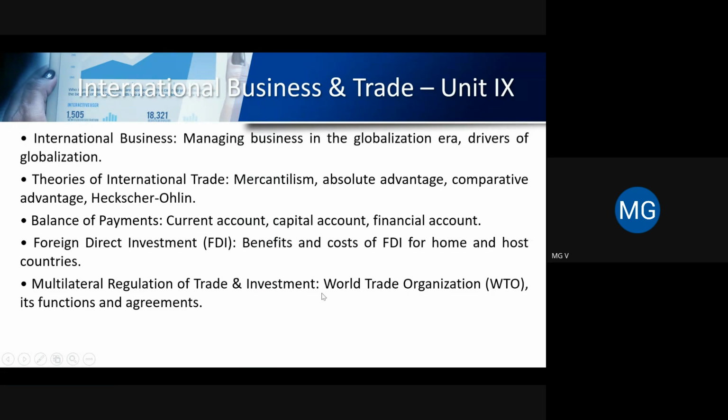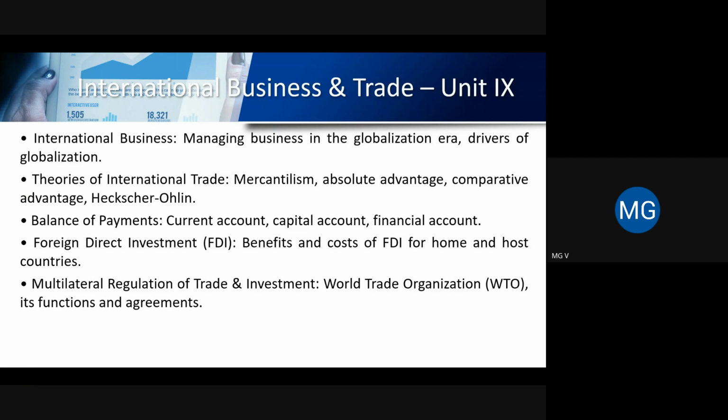Mercantilism emphasized exporting more than importing. Absolute advantage suggests that countries should specialize in producing goods they can produce more efficiently. Comparative advantage argues that even if one country has absolute advantage in producing all goods, both countries can still benefit from trade if they specialize in producing goods where they have a relative advantage.